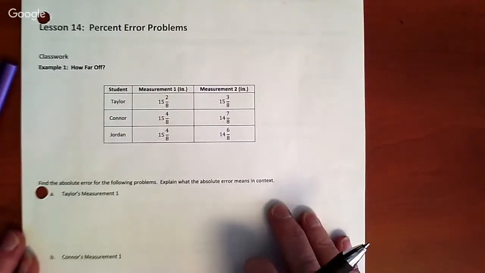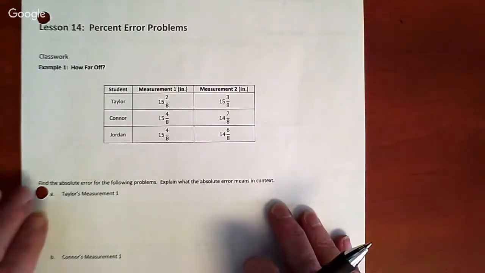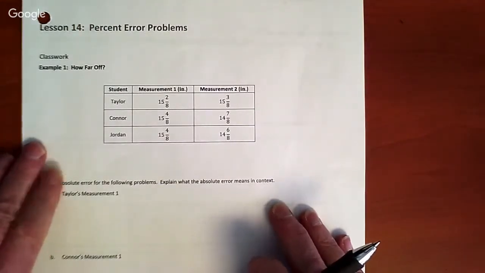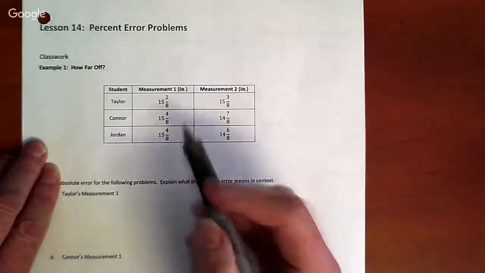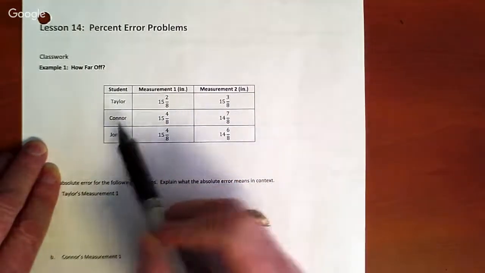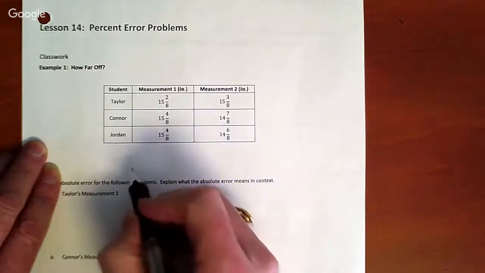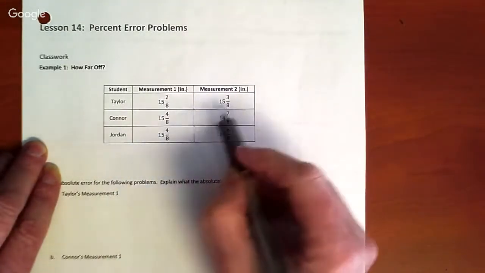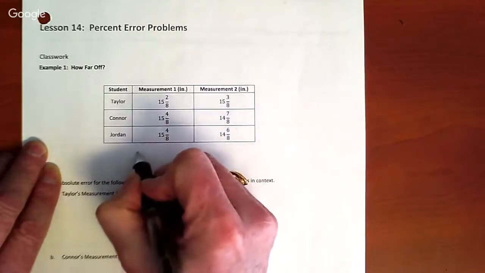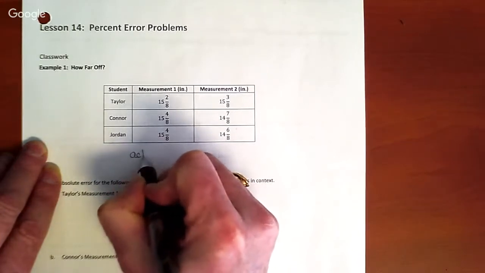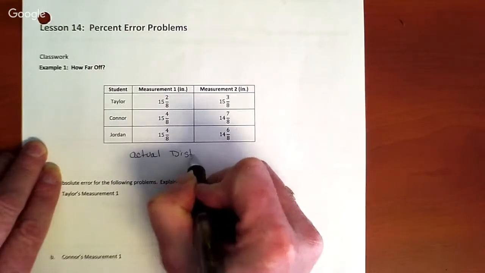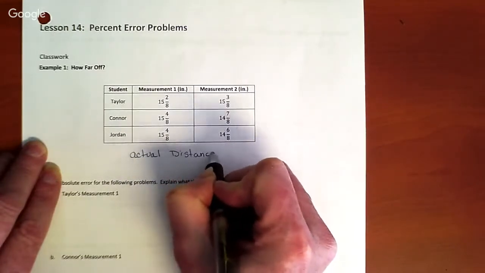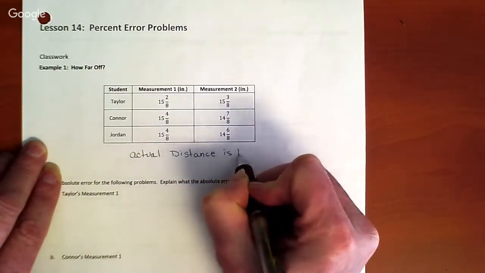Okay, this is lesson 14, percent error problems. We are talking here about measurements for Taylor, Connor, and Jordan, and the actual distance. These are the measurements that they measured. The actual distance is 15 inches.